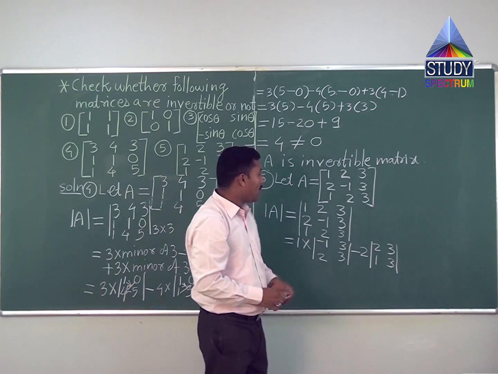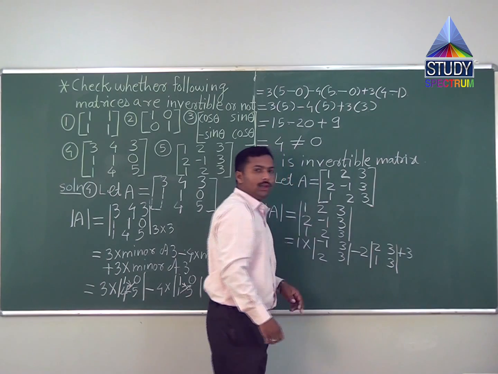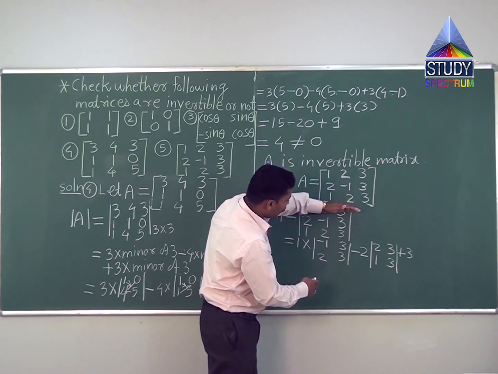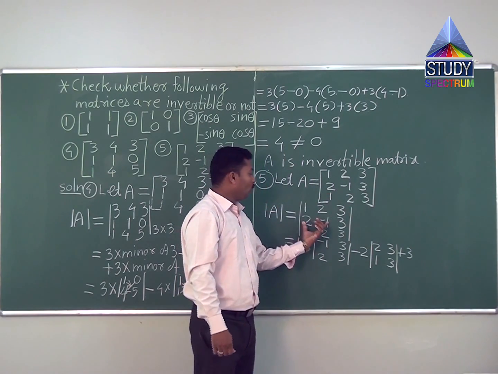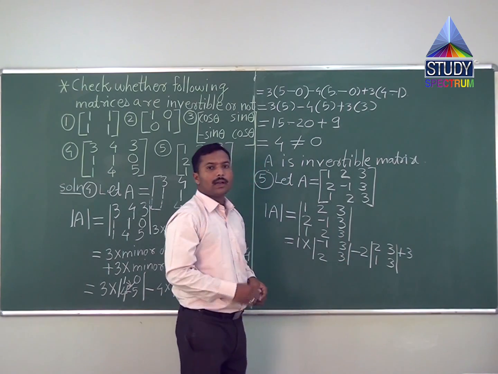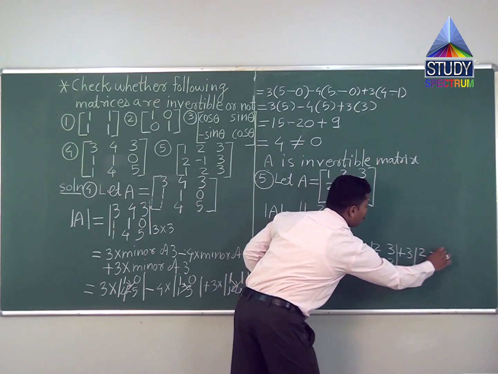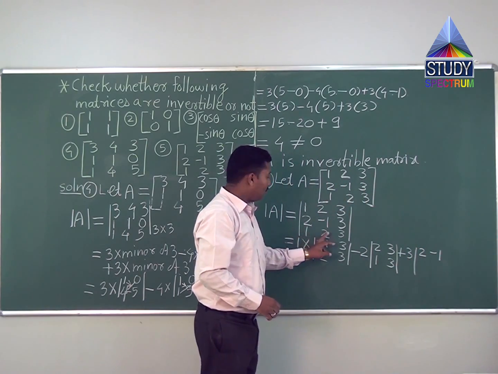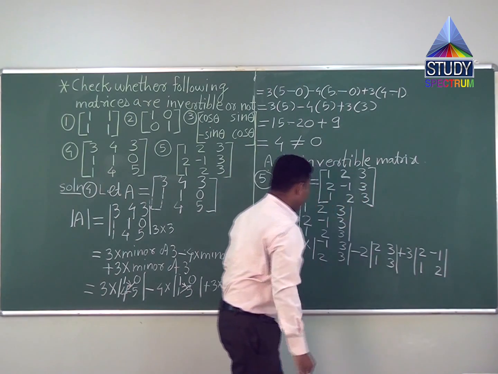And last, plus 3 into the minor of this last number. Delete the row and column passing through this number. So what remains? 2, minus 1 and 1, 2. Take the determinant as it is. So 2, minus 1, 1 and 2.